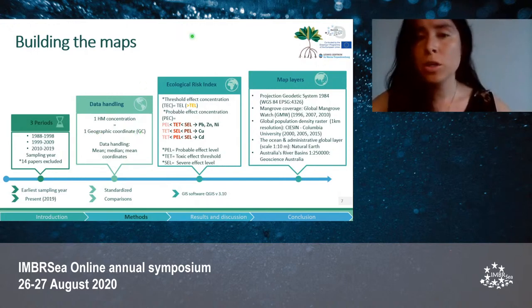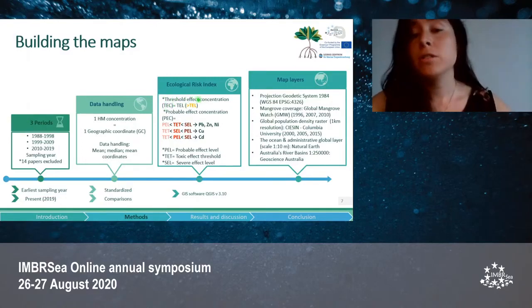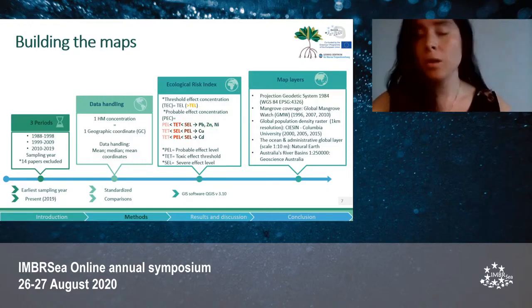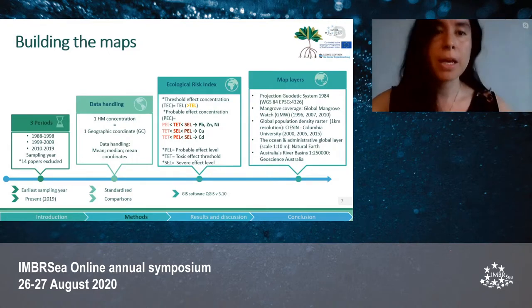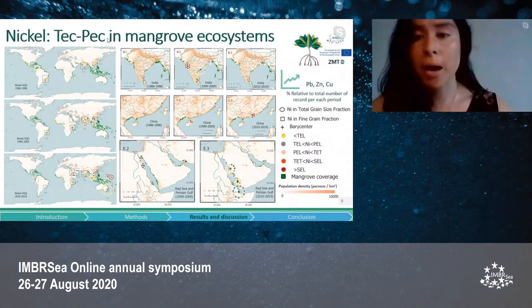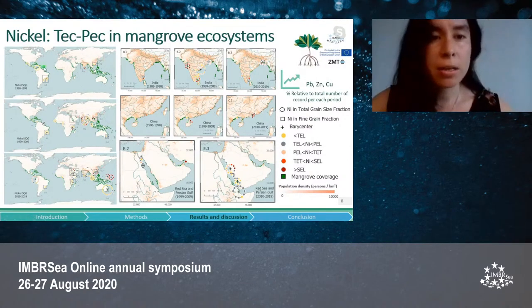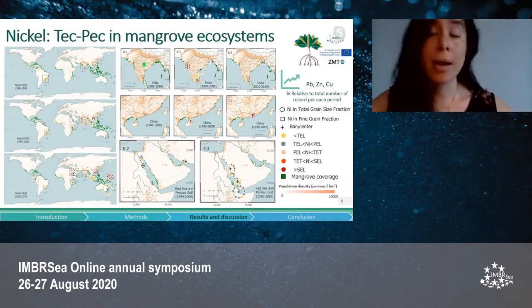Instead of using the bulk concentration, it was used so that concentrations below the threshold effect concentration, TEL or TEC, no adverse effects in the biota are expected, and concentrations above the probable effect concentration, adverse effects are expected. As the concentration increases, the probability of finding these adverse effects increases too. Different map layers were also used, besides the ecological risk index, for the construction of the maps. So here we are seeing one of the maps that I made, and the green regions are the mangrove coverage.